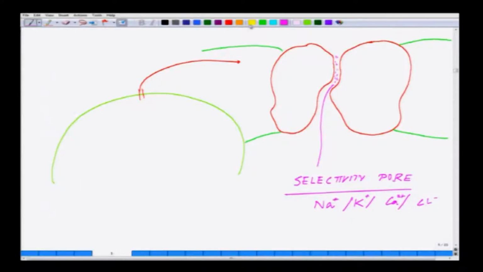Then you have a voltage sensing element somewhere in this structure, which could sense the voltage. Voltage sensor. And then this voltage sensor is somewhere or other connected to a gate, which ensures the opening and closing. There is a movement in this. So, this is basically your gate. So, this is the overall channel architecture.